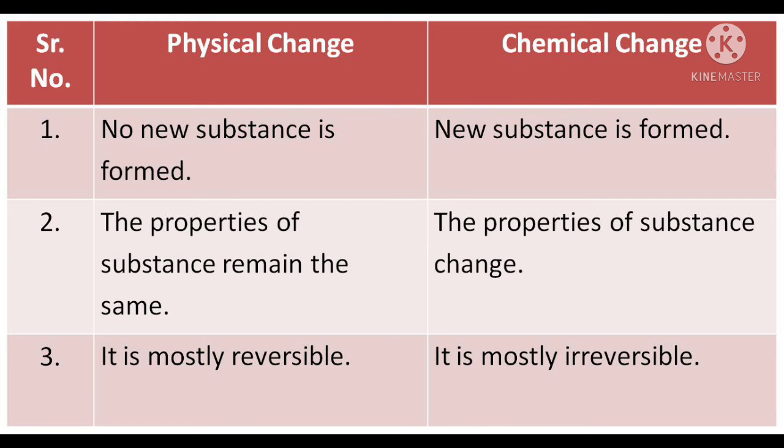So we can differentiate physical change and chemical change. In physical change, no new substance is formed, while in chemical change, a new substance is formed. In physical change, the chemical properties of the substance remain the same, while in chemical change, the properties of the substance change. Physical change is mostly reversible, while chemical change is mostly irreversible.